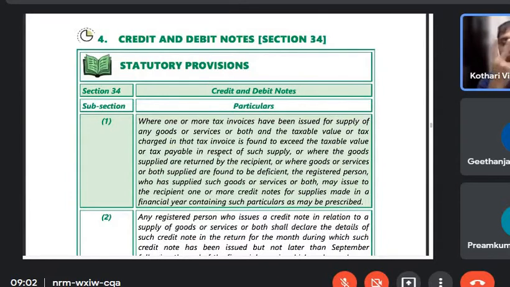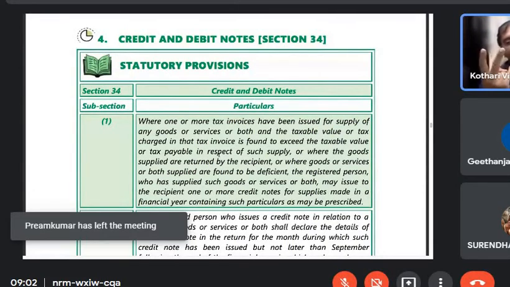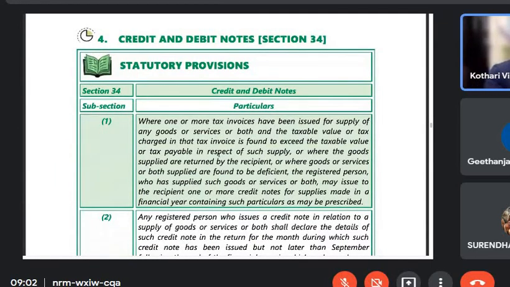Now, who should issue debit note or credit note under GST? Or can anyone issue? No. Only the supplier's debit note, credit note is a valid debit note, credit note under GST. Make a note. Who should issue the debit note, credit note? Supplier. The supplier's debit note, credit note is valid.